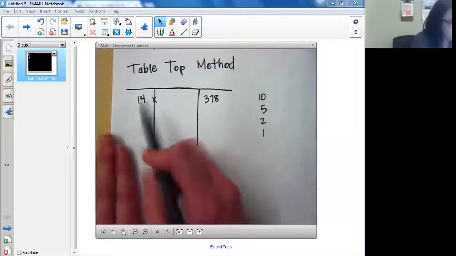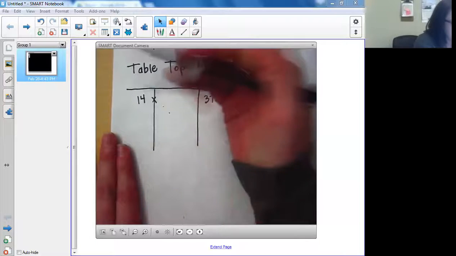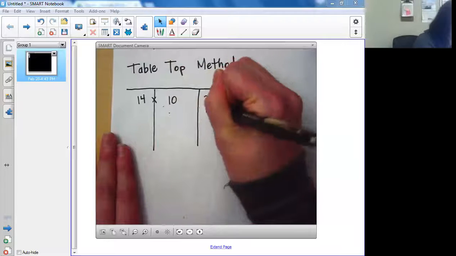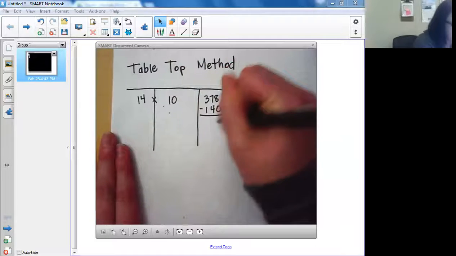So what you're going to do is work 14 times, and let's just say I start with 10. 14 times 10 gives me 140. And then I just subtract over here.